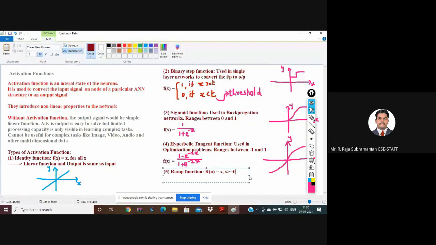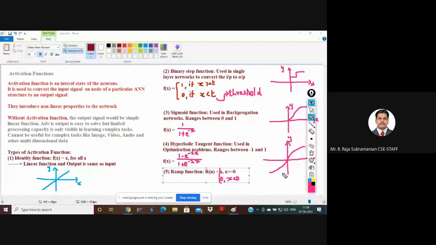The difference between this and the binary step function we have seen earlier is that the binary step function can be labeled as either 1 or 0, but the ramp function gives the same output as x itself if x is greater than or equal to 0. It will not allow the output to be negative; if x is less than 0, it gives 0. So this is actually the ramp function.